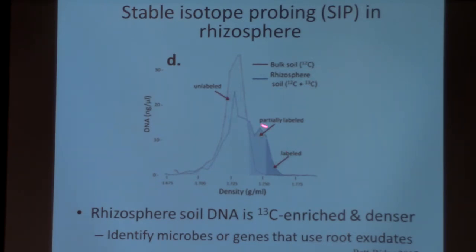And so they can see these higher density fractions are the fractions that are taking up the C13 from the plants. And so then they can go and just take that fraction and sequence it, right? They can do primer-based sequencing with 16S, or they can just do the whole metagenome. It's all somewhat expensive, but in this way they can identify microbes or even genes that are using these root exudates.